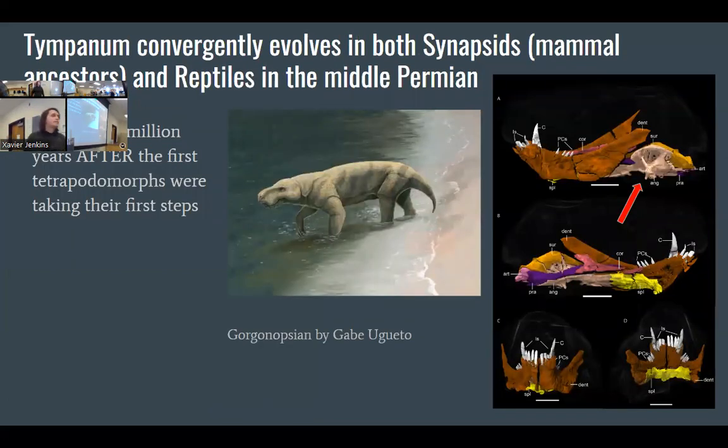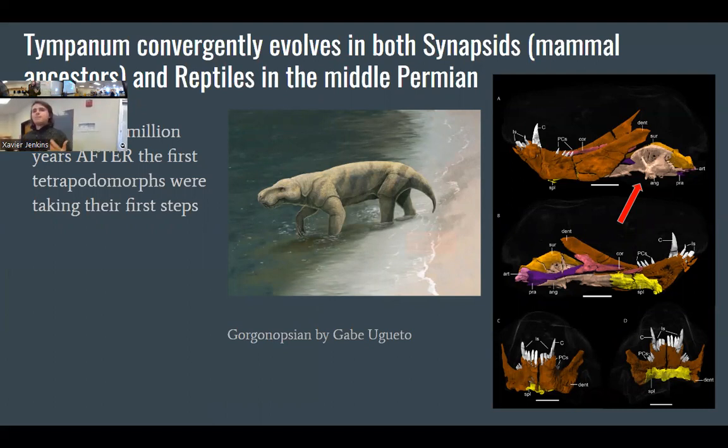Weirdly enough, the tympanum doesn't show up in any tetrapod group, or at least a definitive tympanum that we can see. There's a chance that all these guys have the frog tympanum that's in the skin. We'll just never know. But a definitive tympanum doesn't show up until around 100 million years after tetrapodomorphs were taking their first steps on land.